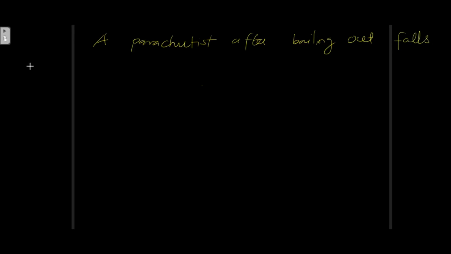What dynamic sums? Okay, clear. This one is an interesting sum. A parachutist who carries a parachute bails out. Bailing out means just jumping out from an aeroplane or helicopter. He bails out and falls 80 meter without friction.